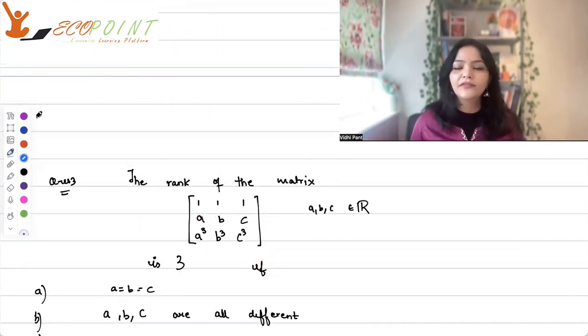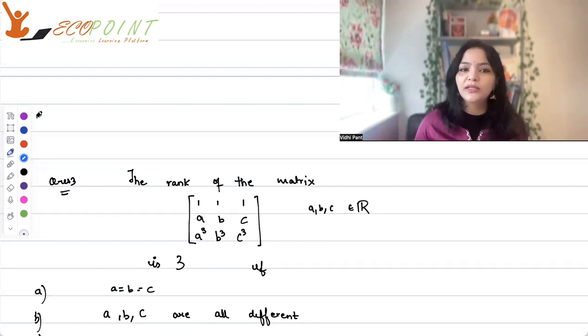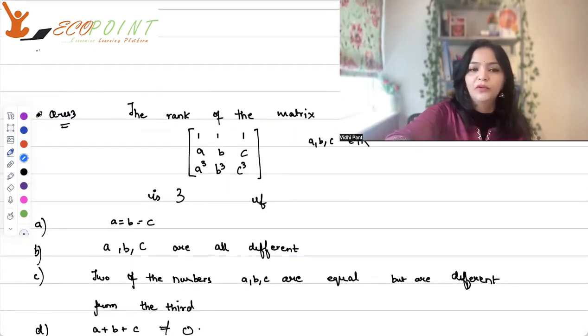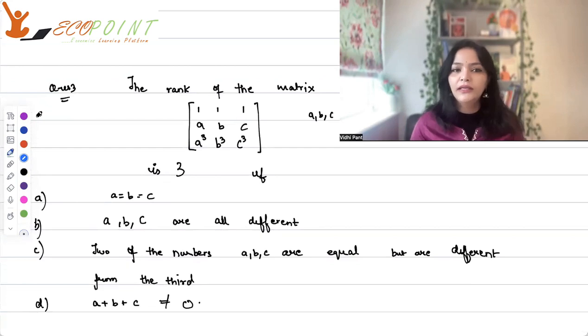Next quick question is from matrices. The rank of the matrix [1, 1, 1; a, b, c; a cube, b cube, c cube], where a, b, c all are real numbers, is 3 if, which of the following do you think should be true? A: a equals b equals c. B: a, b, c are all different. C: two of the numbers a, b, c are equal but are different from the third one. D: a plus b plus c should not be equal to 0.